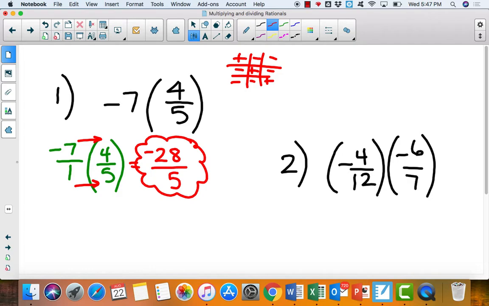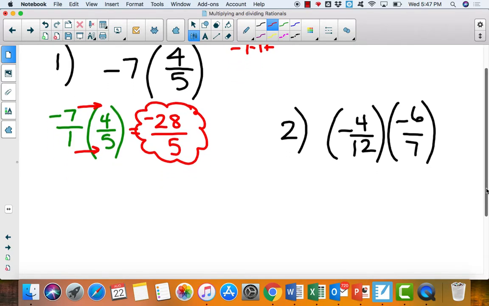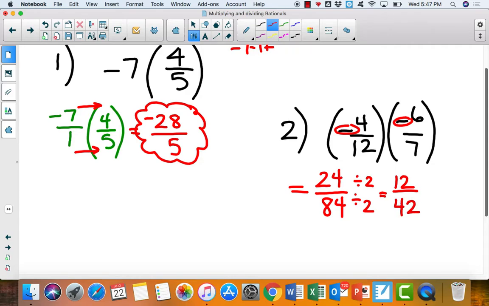Number 2, I have a negative 4/12 times a negative 6/7. Well, let's see, I have two negatives, so I know that my final answer is going to be positive. 4 times 6 is 24. 12 times 7 is 84. But I can reduce these if I divide by 2. 24 divided by 2 is 12. 84 divided by 2 is 42.